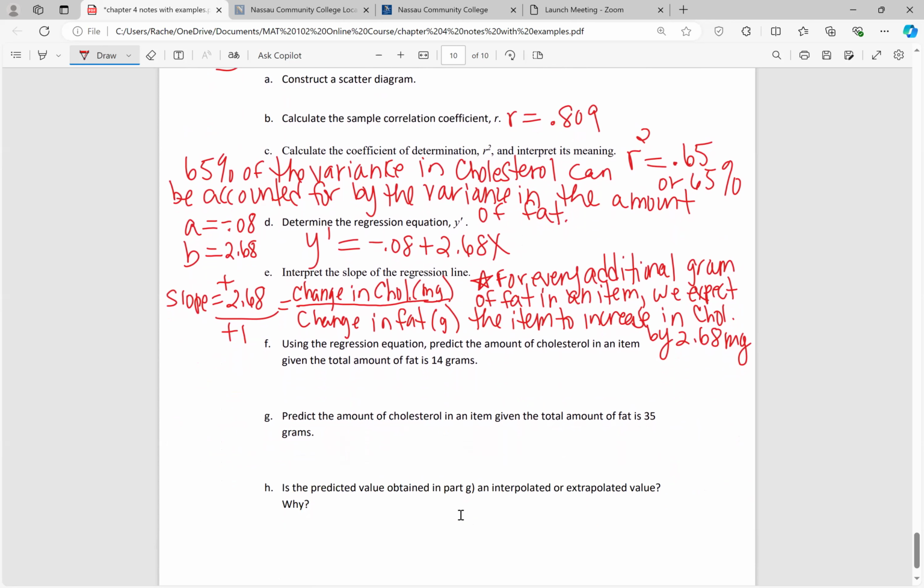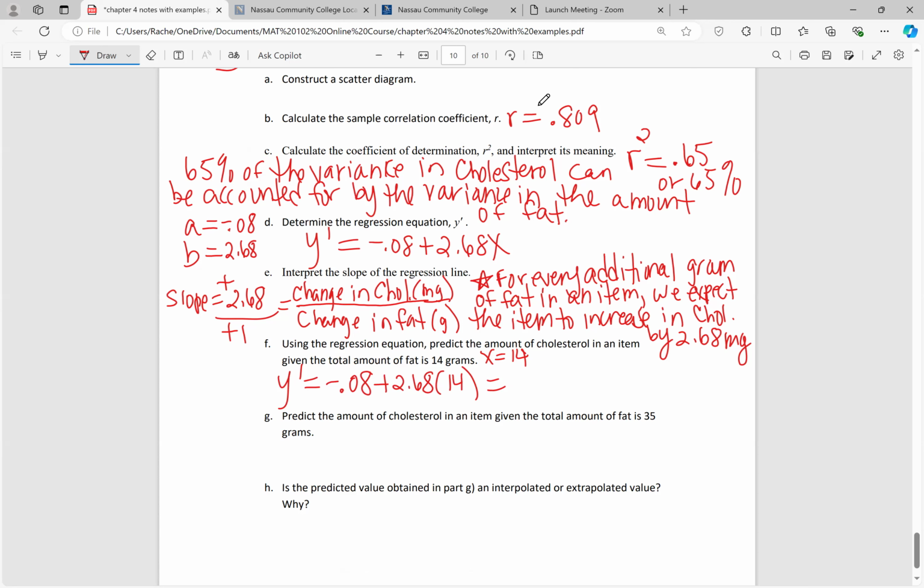So part F says, let's use this regression equation to predict the amount of cholesterol in an item given the total amount of fat is 14 grams. So if X is 14, let's predict the amount of cholesterol, which is Y. So Y prime is going to be equal to negative 0.08 plus 2.68, but now we're going to replace X with 14. So we're going to input 14 into our regression equation and we're going to make the prediction.